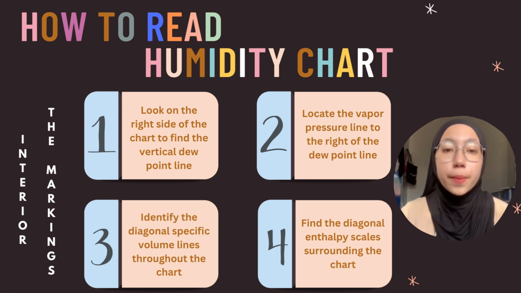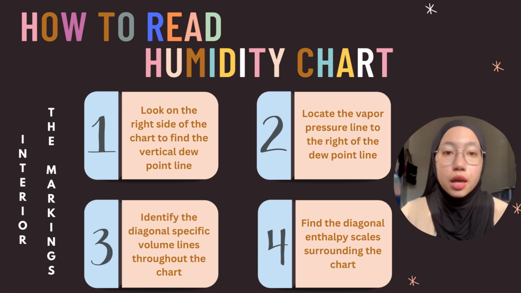Next, locate the vapor pressure line to the right of the dew point lines. Along the same vertical line as the dew point measurements, there will be markings denoting the various vapor pressures in inches of mercury or millibars. Again, if you are having trouble following the lines on the chart, use a ruler horizontally to align the hash mark of the vapor pressure with the line on the chart.